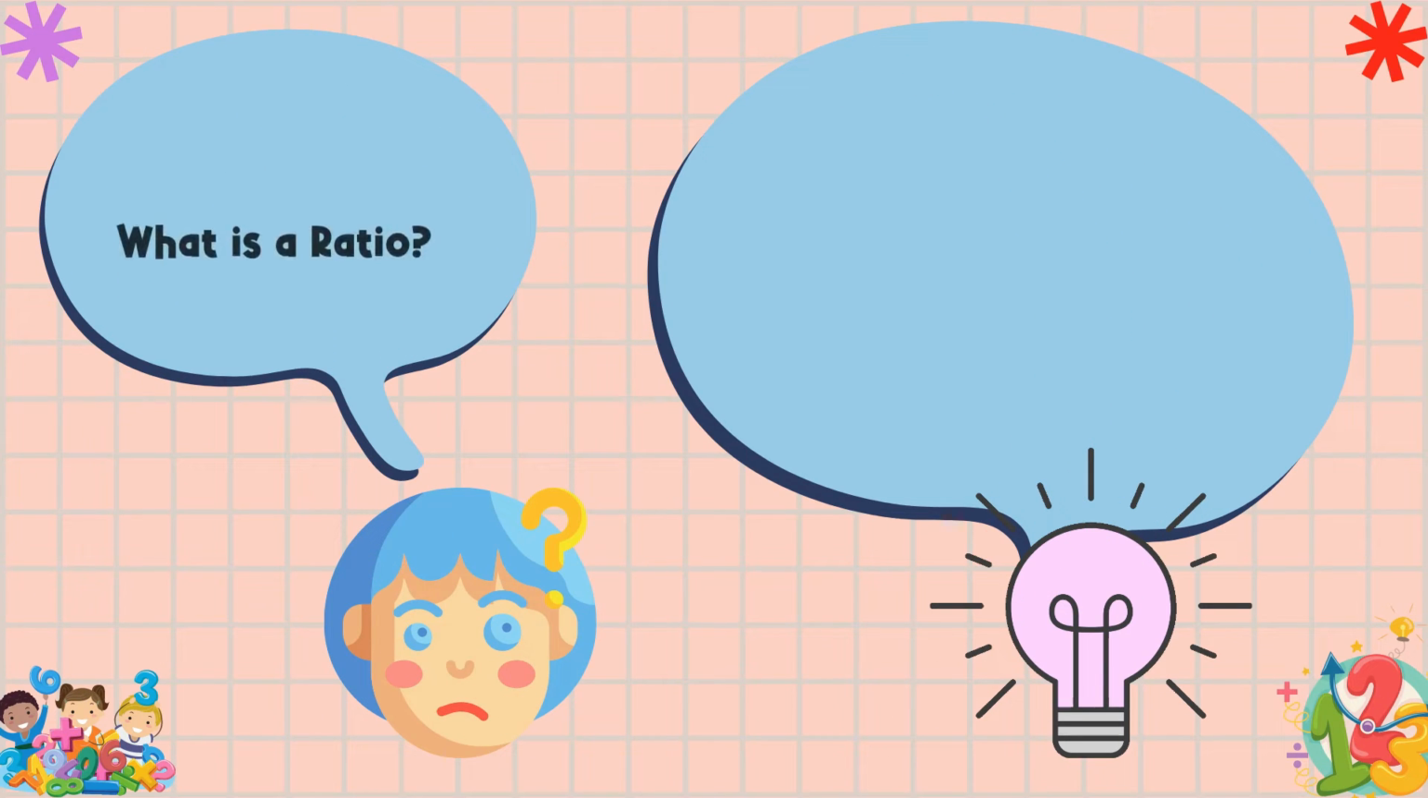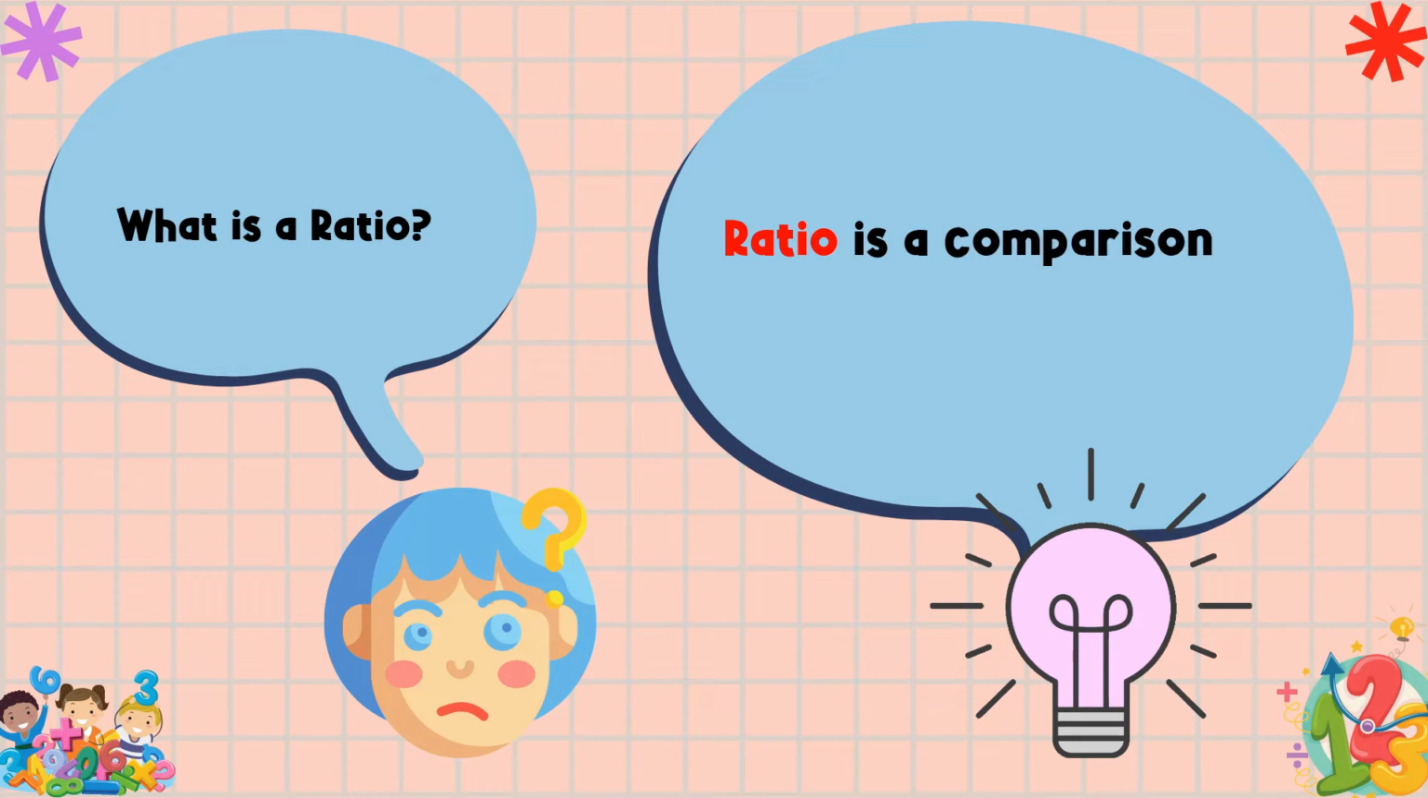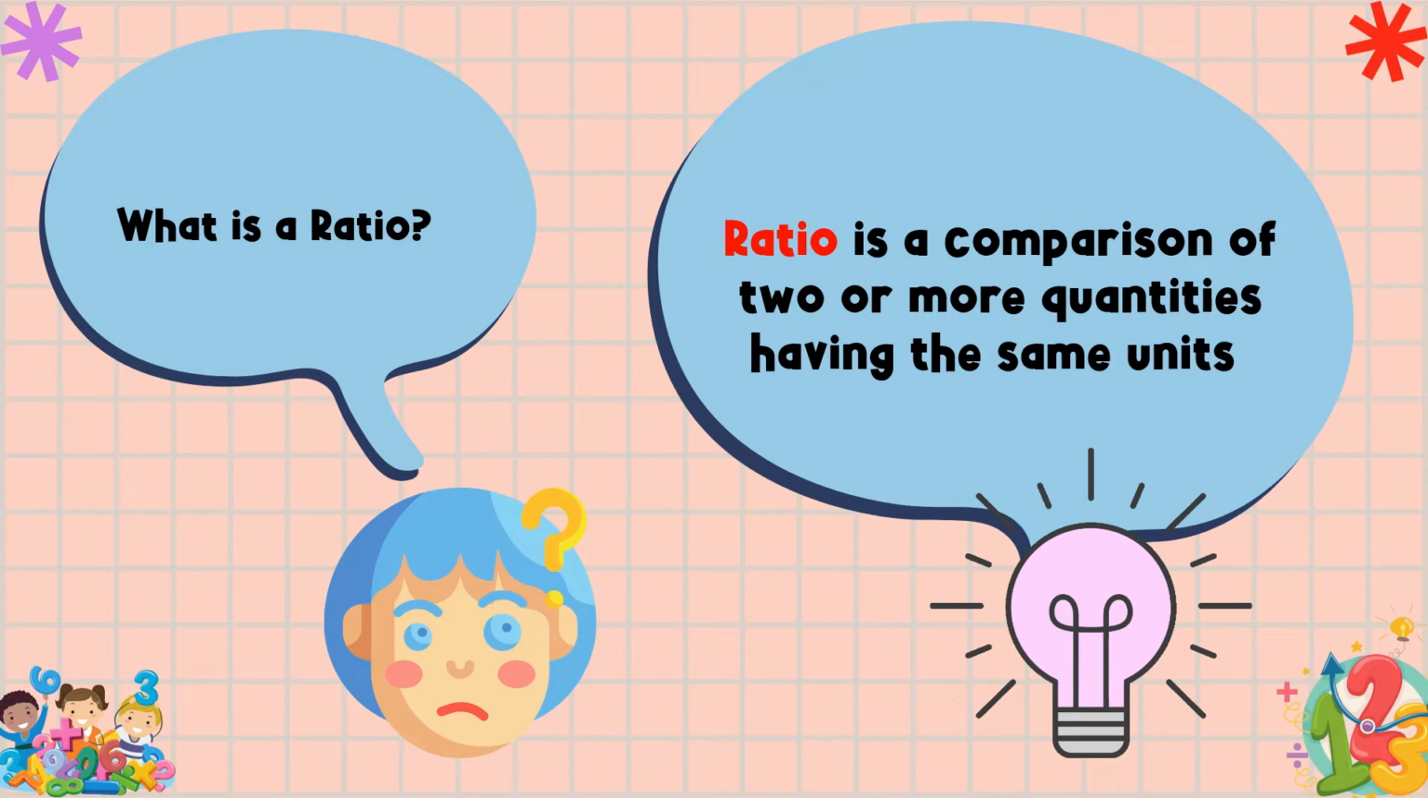So, what is a ratio? Yes, you are right. Ratio is a comparison of two or more quantities having the same units.